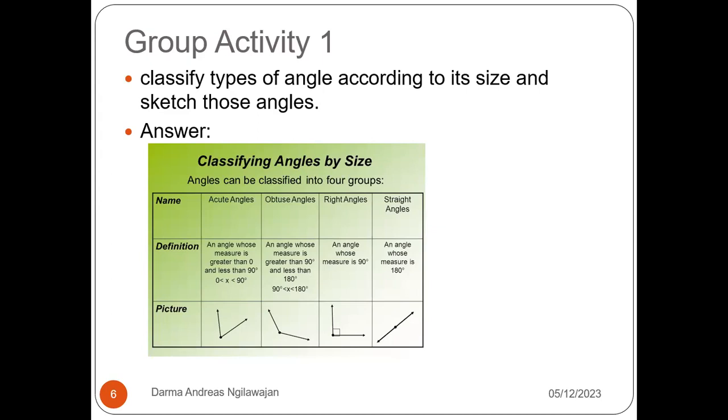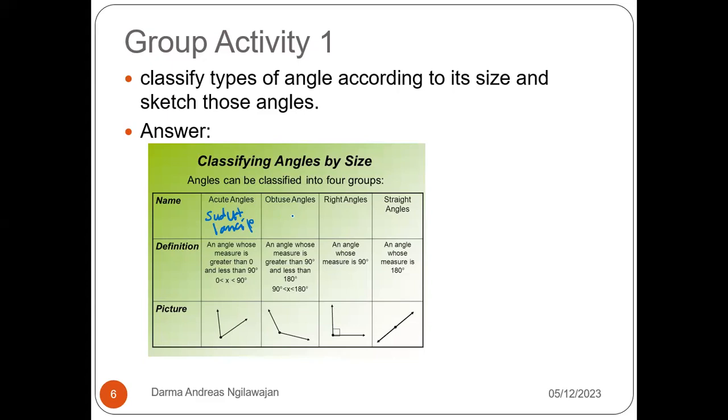So in bahasa we call acute angle as what? Sudut lancip, Pak. Good. Okay, this one I will mark it here. Sudut lancip. Okay, the second one, obtuse angles.